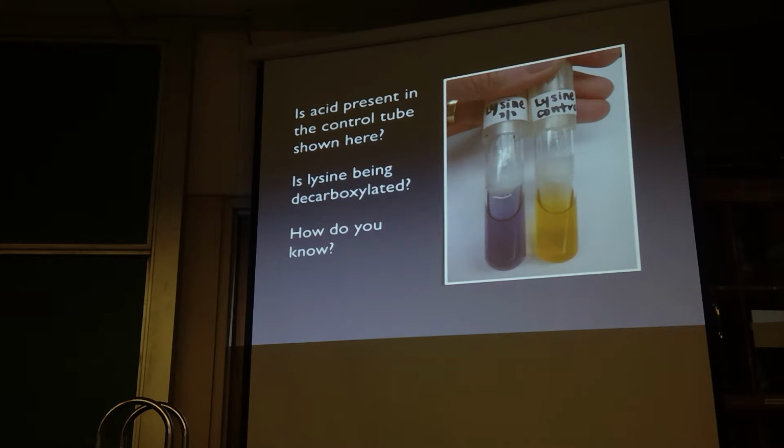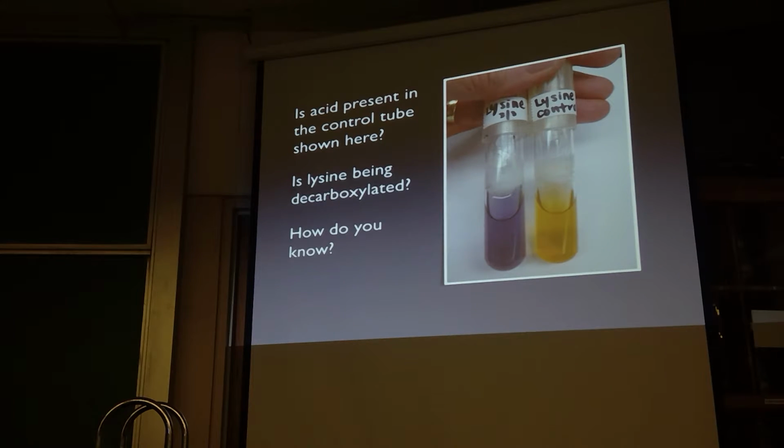Okay, so you have to have this combination: your control yellow, which tells you yes, they can ferment glucose, and your lysine tube purple, to tell you yes, they have decarboxylated the amino acid lysine and produced cadaverine, an amine that is alkaline. And it couldn't get out because the tubes were sealed shut.